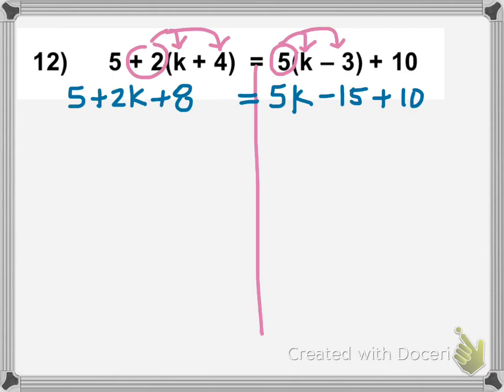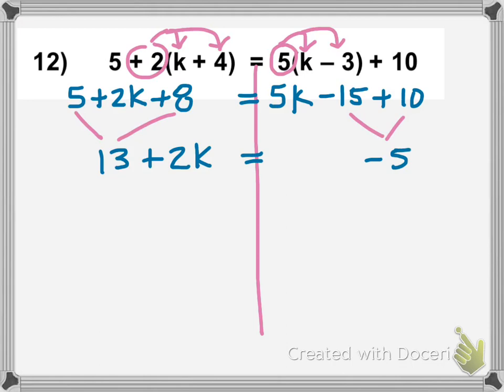Step 2 is to clean up each side of the equal sign. On the left side, I can combine this 5 and this 8. Those combine to make 13. Bring down the plus 2k equals. On the right, I can combine the negative 15 with the positive 10. That makes negative 5. Sorry guys, I'm trying to get my colors right. And then bring down that 5k.